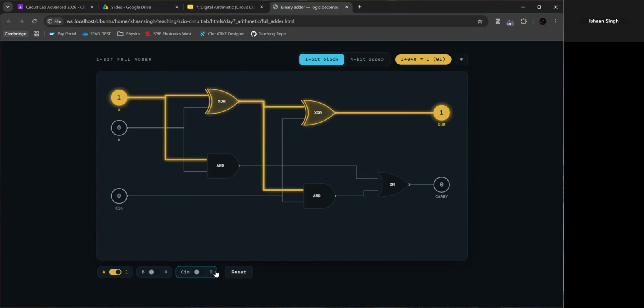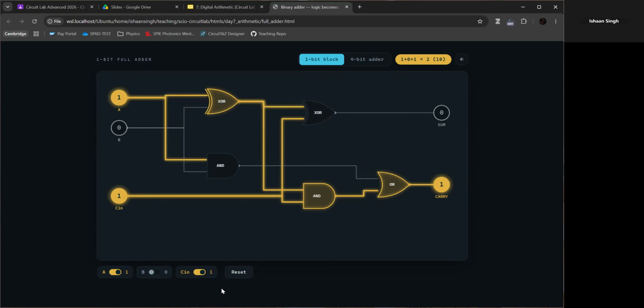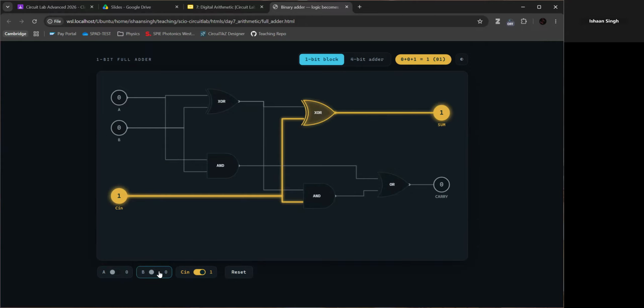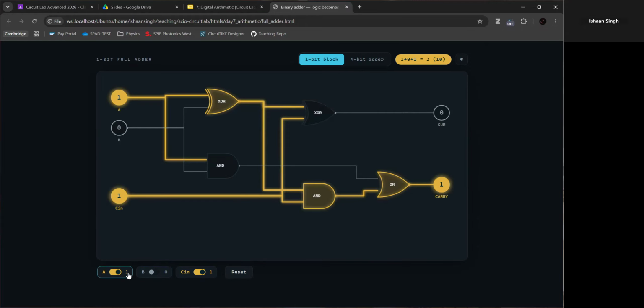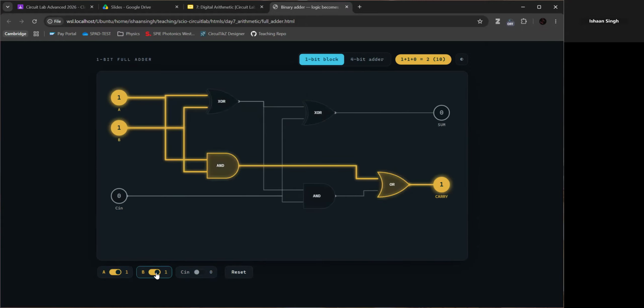Now, what if I have two of them on? Well, now I carry a 1 and my sum is 0, right? 1 plus 1 equals 1, 0. And so we have a 1 for the carry and a 0 for the sum. What if B and C are both 1? Same thing, a 1 for the carry, 0 for the sum. What about A and B? Same thing.